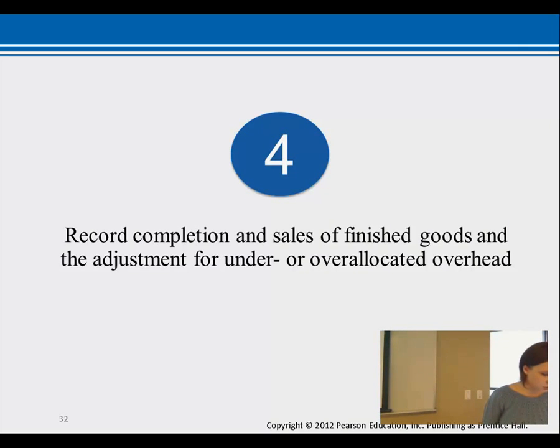So we're going to go over a new objective. It's number 4. I'm spending more time on this chapter because it's more complicated than others. The 4th learning objective is to record completion and sales of finished goods and the adjustment of under or over allocated overhead. So we'll go over this right now.